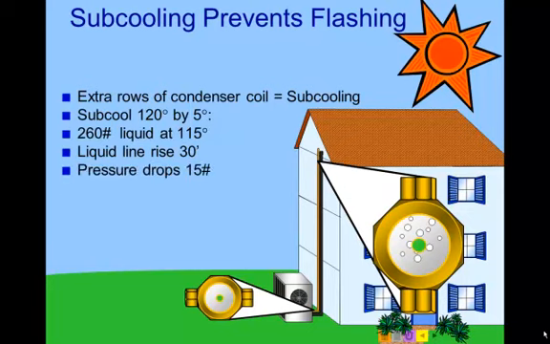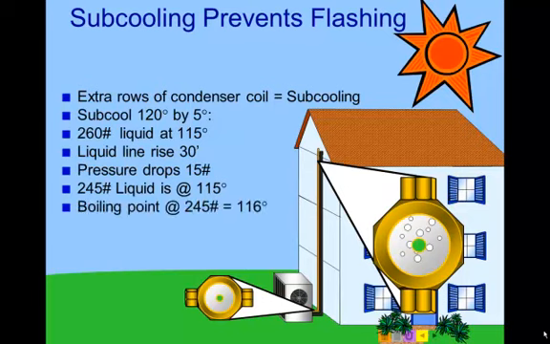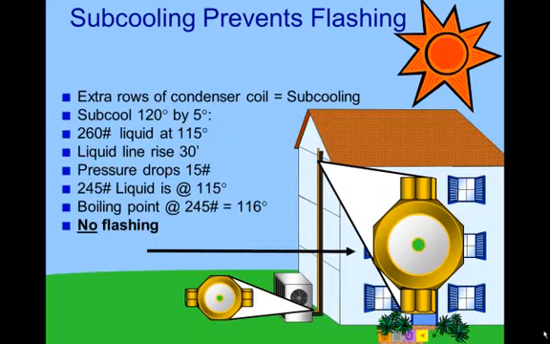We still have the same liquid line. The pressure drop at 15 pounds is 115 degrees. So the boiling point of 245 is 116, as we saw previously. So therefore, since we are at a temperature less than the boiling point, it won't boil. That means there is no flashing. So the sight glass at that remote location closer to the evaporator is going to be clear. So the advantage to subcooling in this case is to eliminate or minimize flashing.